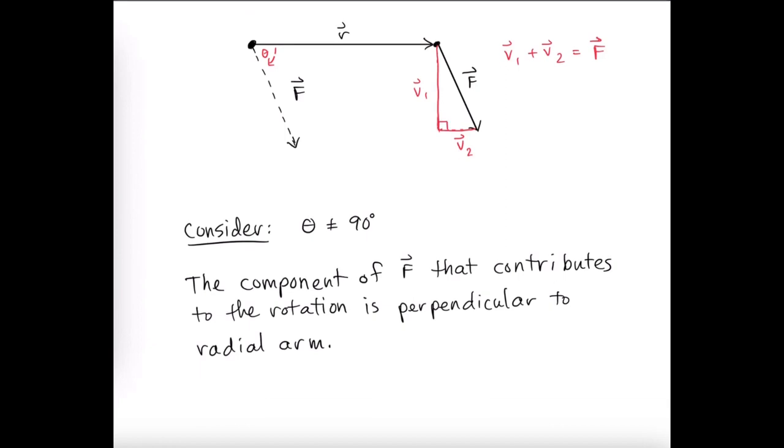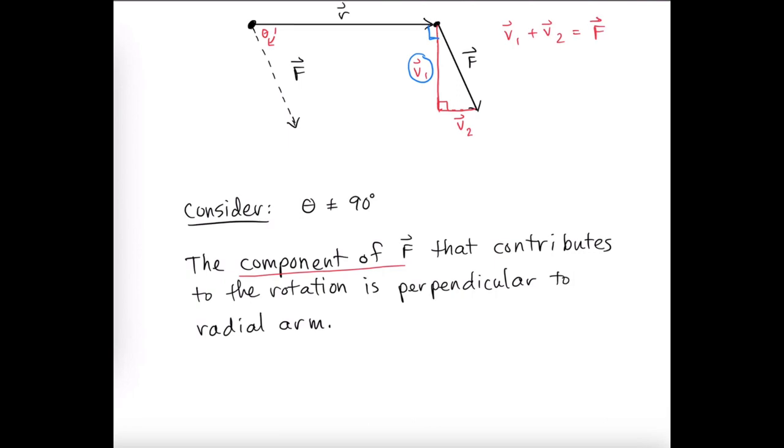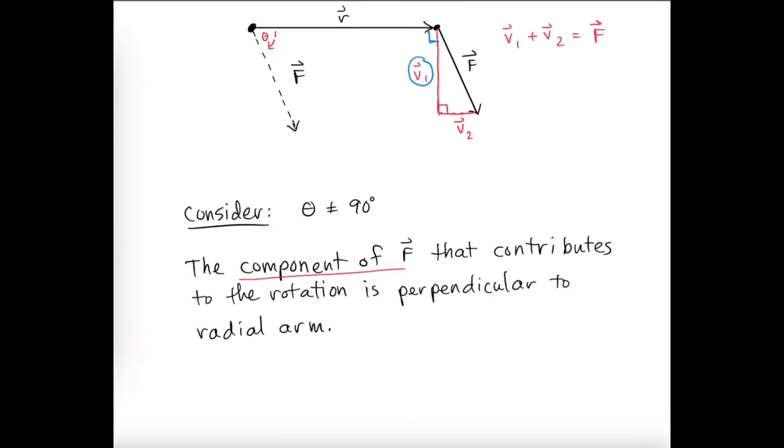The component of F that contributes to the rotation is actually going to be just V1, the component of F that is perpendicular to the radial arm. This is the one that we are going to isolate. This is the one that contributes to the rotation. Only the one that is perpendicular to the radial arm. Let's call the net force the magnitude of this V1 vector, the one that is actually contributing to the rotation.